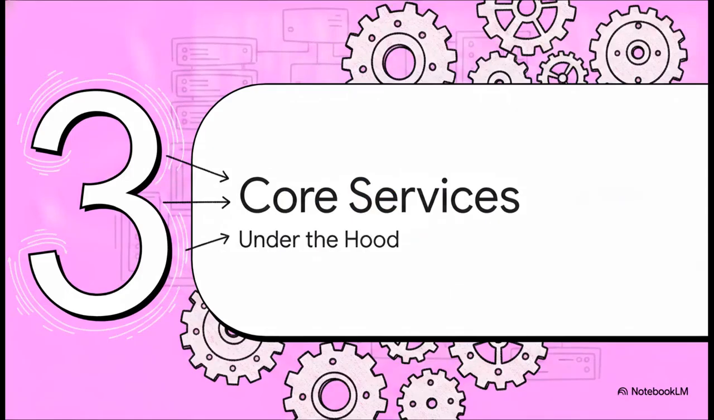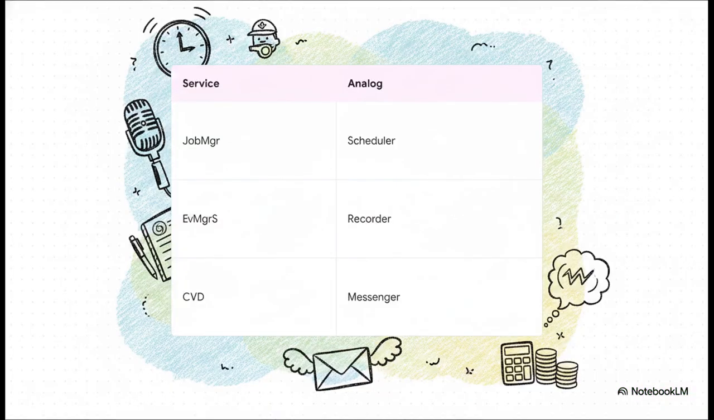Okay, Section 3. Let's pop the hood and look at the core services running behind the scenes. You see, the CommServe isn't just one giant monolithic program. It's actually a team of cooperating Windows services. First, we have the Job Manager, or Job MGR. Think of this guy as the scheduler and the traffic cop. It decides which jobs get to start, queues them up, and handles the retries. Then there's the Event Manager, Eve MGRS, which is the recorder.